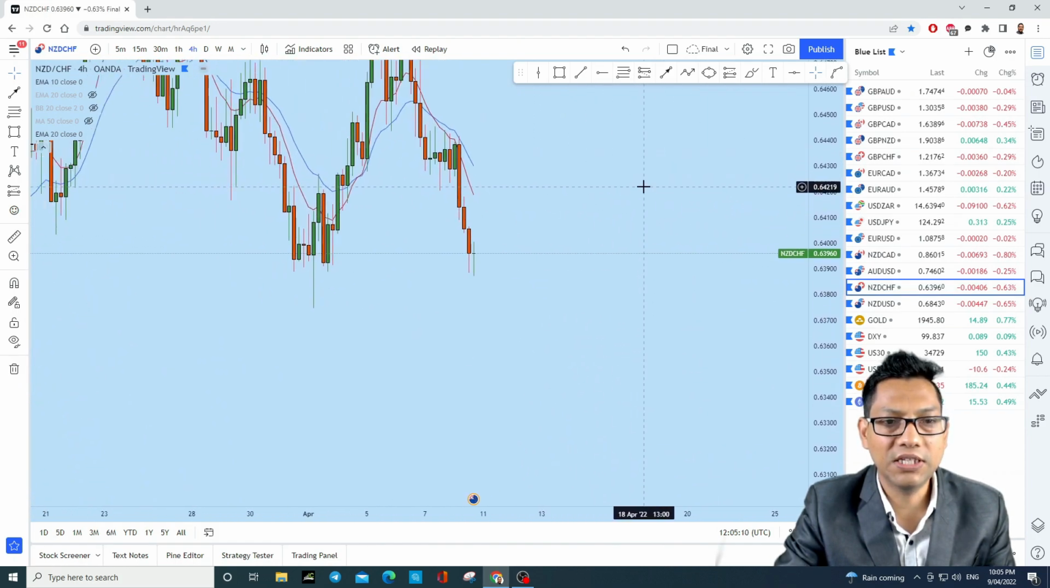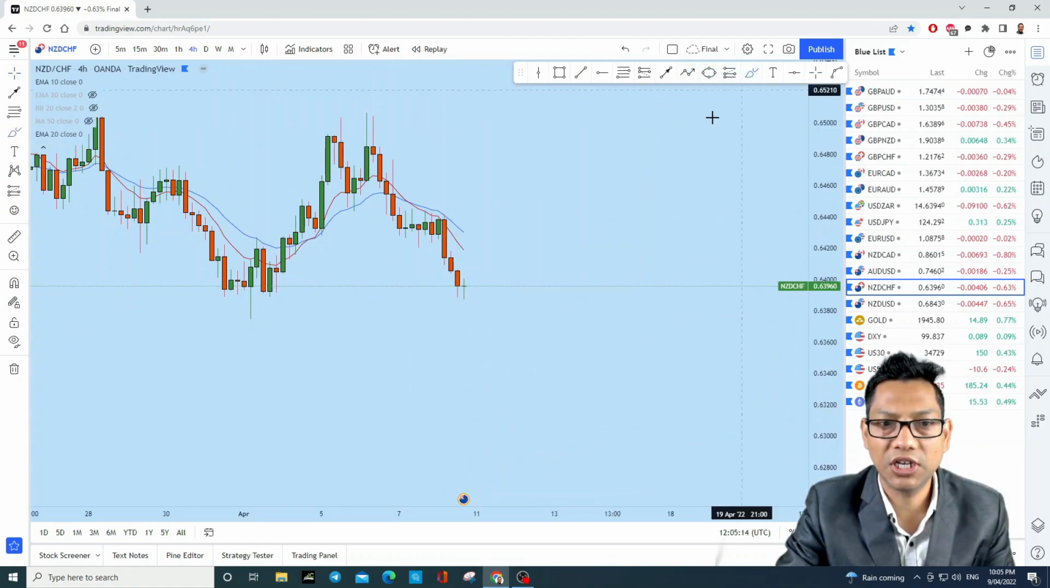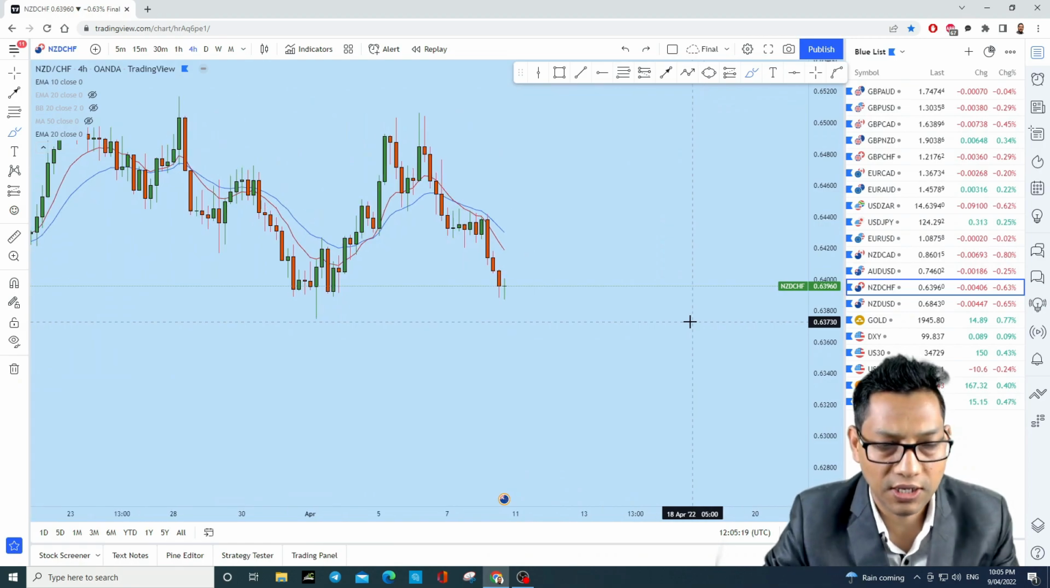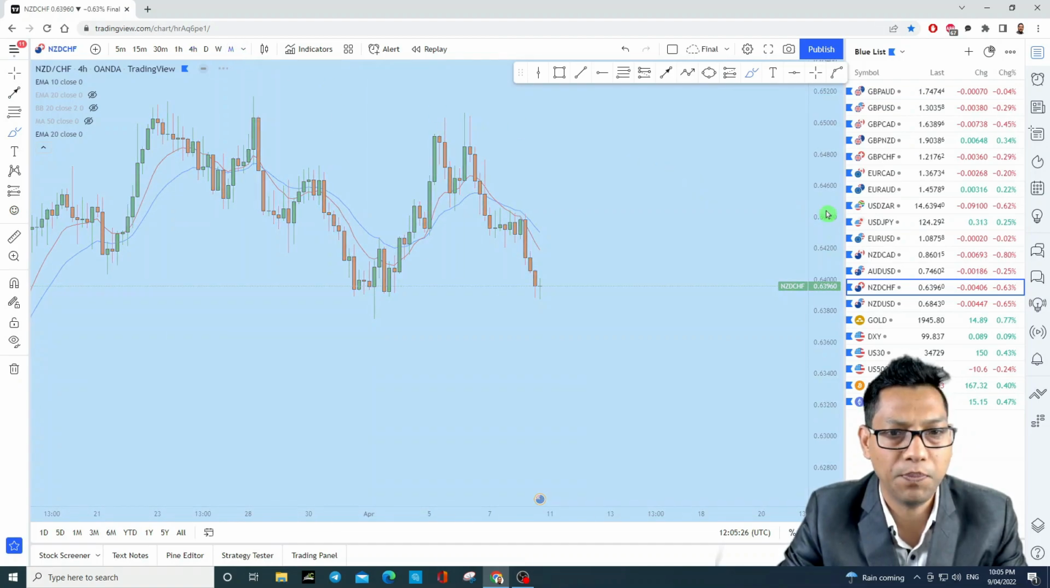NZDCHF. Now NZD looks very bearish. This is also a bearish price action. You see there has been a doji. Now what I'm going to do in the new trading week with NZDCHF is look for a bearish setup. First, let's see the bigger picture.